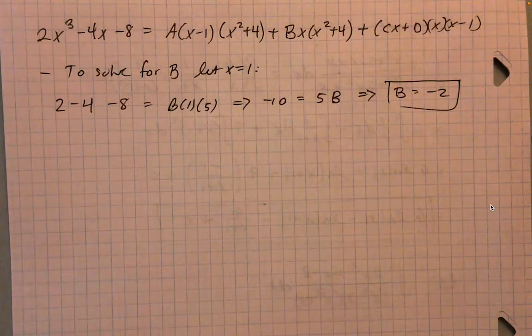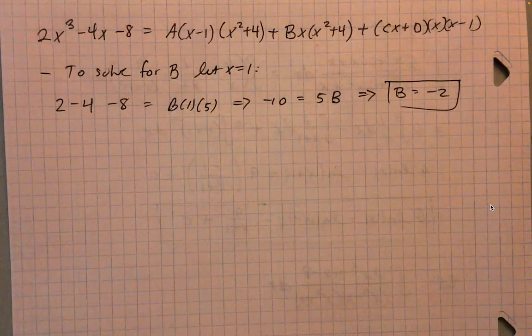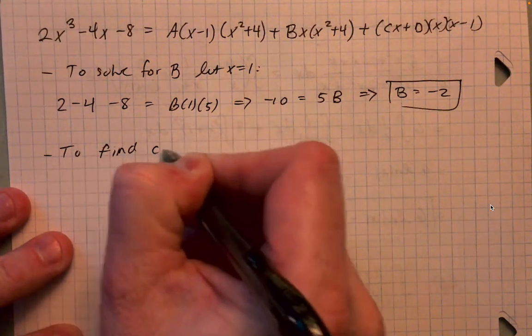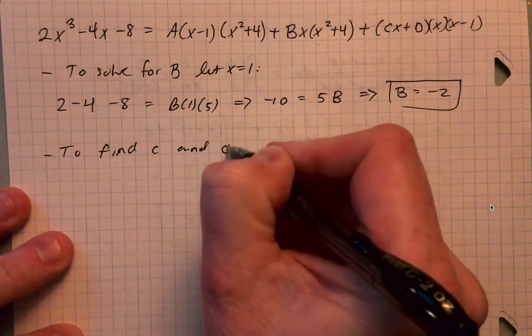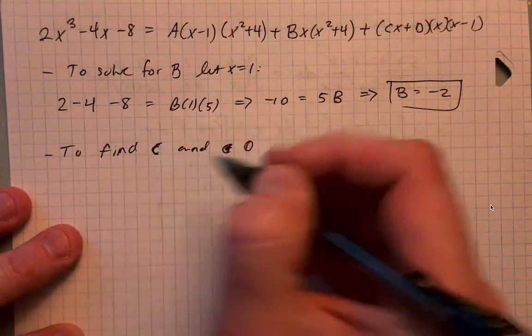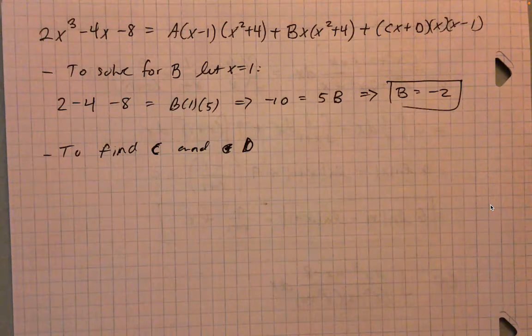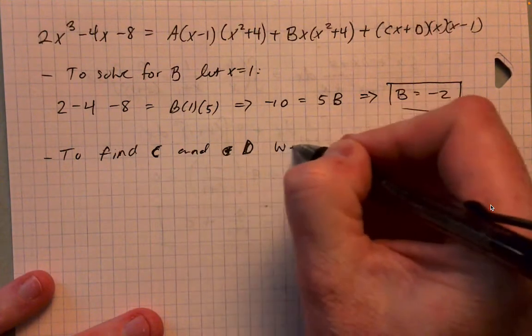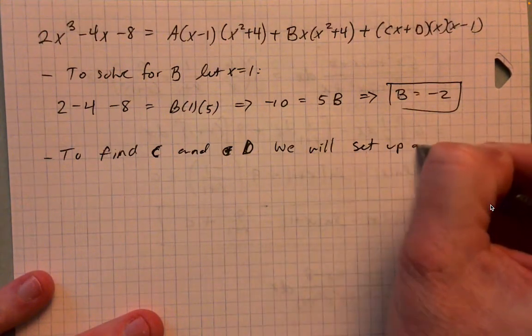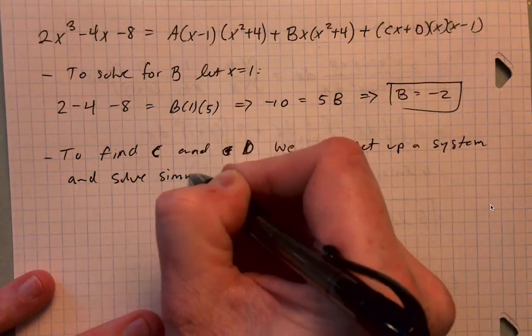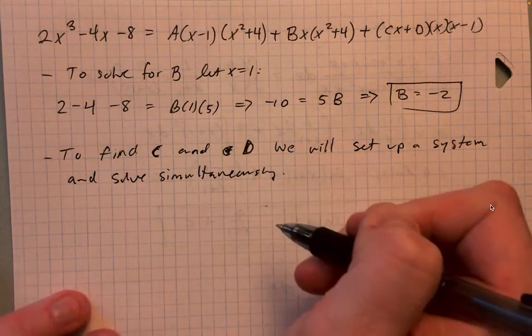All right. Now, what about c and d? So to find c and d, don't know why I'm switching into lowercase. These are caps. To find c and d, what we'll need to do is basically set up a system and solve simultaneously, right? So to find c and d, we will set up a system and solve simultaneously. Okay, and so how will we do that?